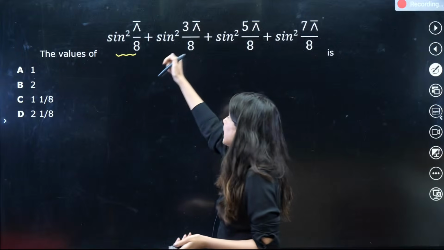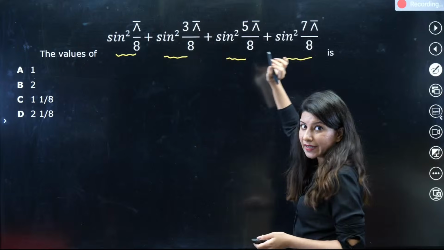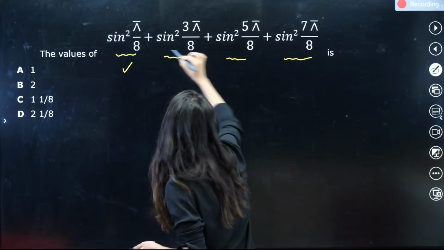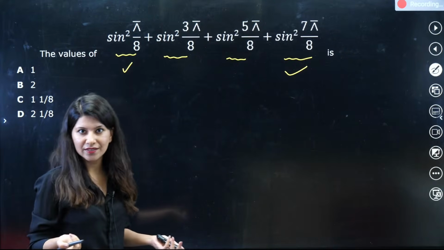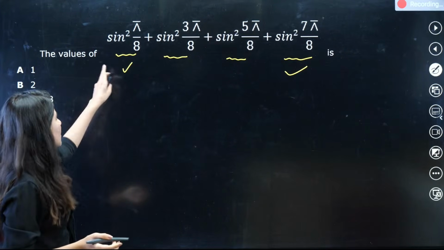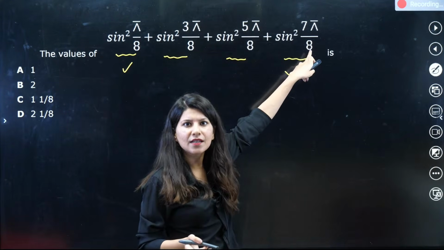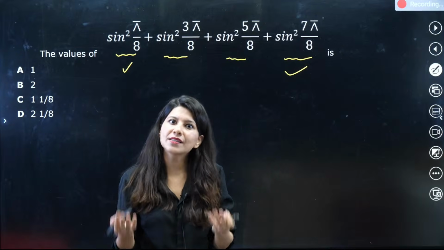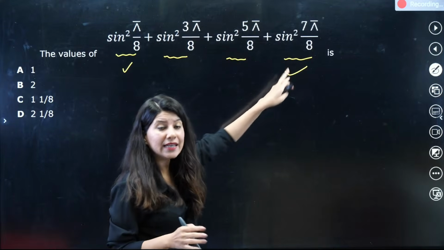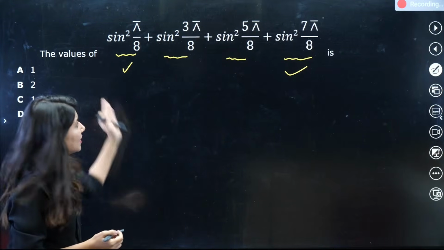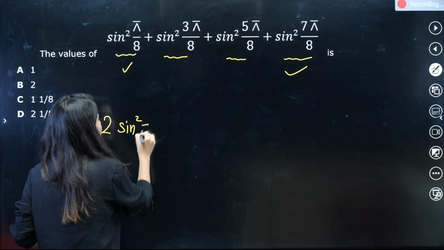Sin square pi by 8, sin square 3 pi by 8, sin square 5 pi by 8, sin square 7 pi by 8. If I club the first and last, pi by 8 and 7 pi by 8 add up to pi. So this is sin theta and this is sin (pi minus theta). Sin theta and sin (pi minus theta) have exactly the same value. So sin 7 pi by 8 is nothing but sin pi by 8, exactly the same. So we've got 2 sin square pi by 8.